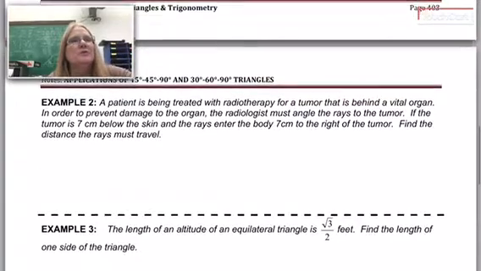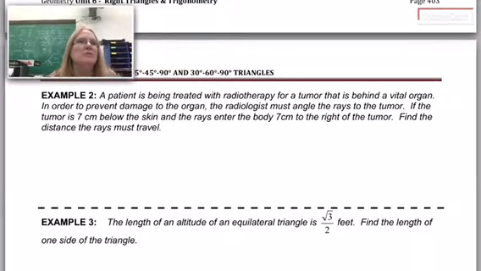A patient is being treated with radiotherapy for a tumor that is behind a vital organ. In order to prevent damage to the organ, the radiologist must angle the rays to the tumor. If the tumor is 7 centimeters below the skin and the rays enter the body 7 centimeters to the right of the tumor, find the distance the rays must travel. This is actually like a real-life situation. If you're getting radiation treatment, they are going to avoid any vital organs, and so they are going to be looking to see how they can enter the rays.